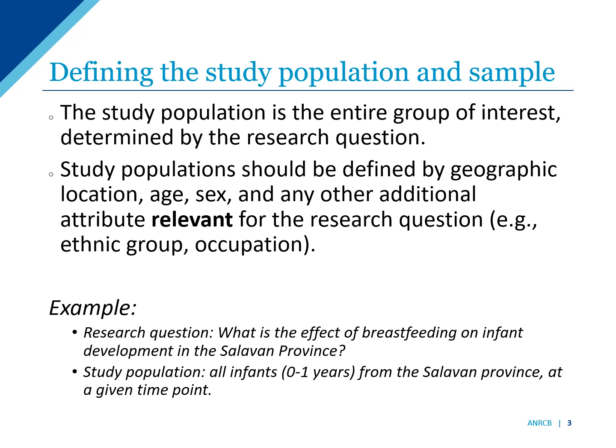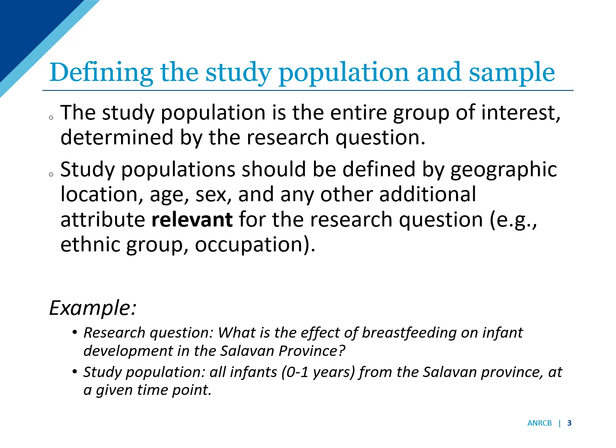First, we have to define the study population and the sample. The study population is the entire group of interest determined by our research question. And these should be defined by geographic location, age, sex or gender, and any other additional attribute that's relevant for the research question. That's the key piece, is that it needs to be relevant for the research question.